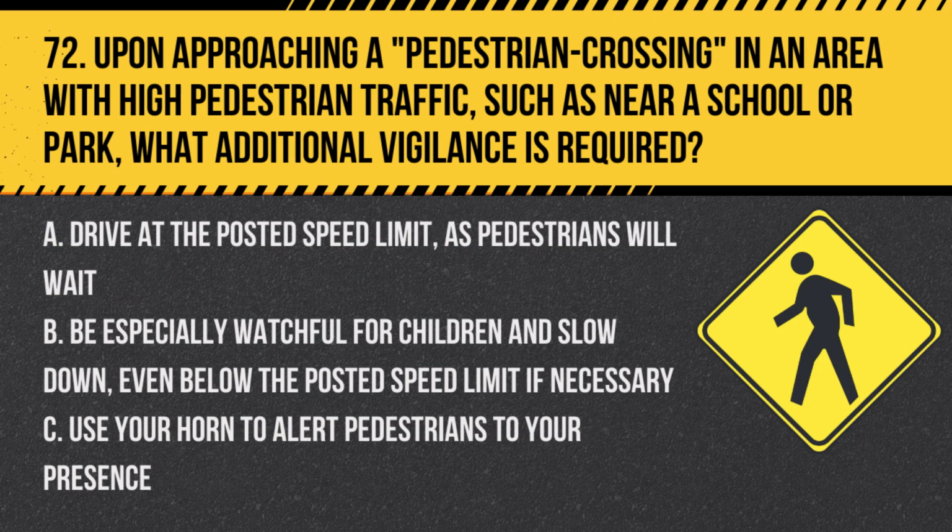Question 72. Upon approaching a pedestrian crossing in an area with high pedestrian traffic, such as near a school or park, what additional vigilance is required? A. Drive at the posted speed limit, as pedestrians will wait. B. Be especially watchful for children and slow down, even below the posted speed limit if necessary. C. Use your horn to alert pedestrians to your presence.